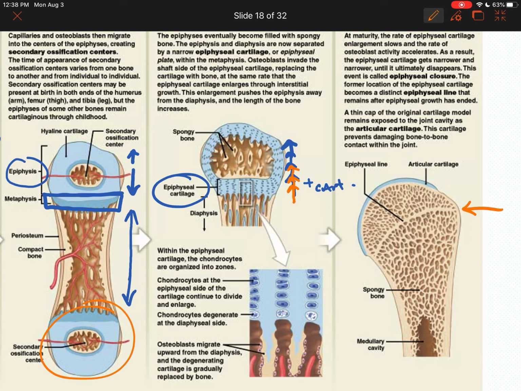So when that plate becomes pure bone, that's called an epiphyseal line, okay? So when epiphyseal plates close, they become the epiphyseal line. It's all bone.